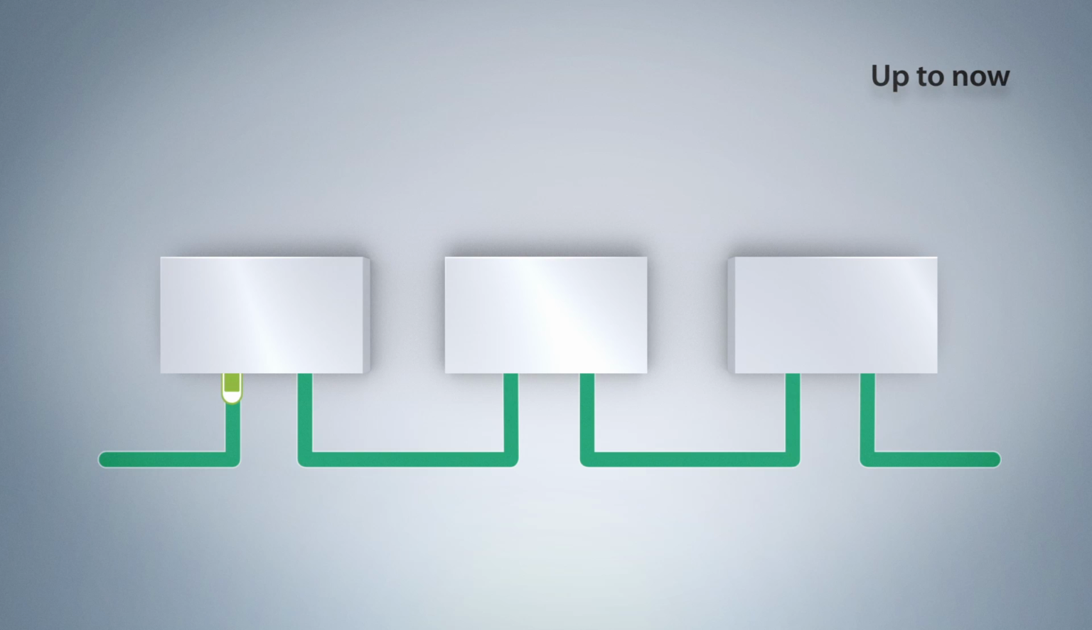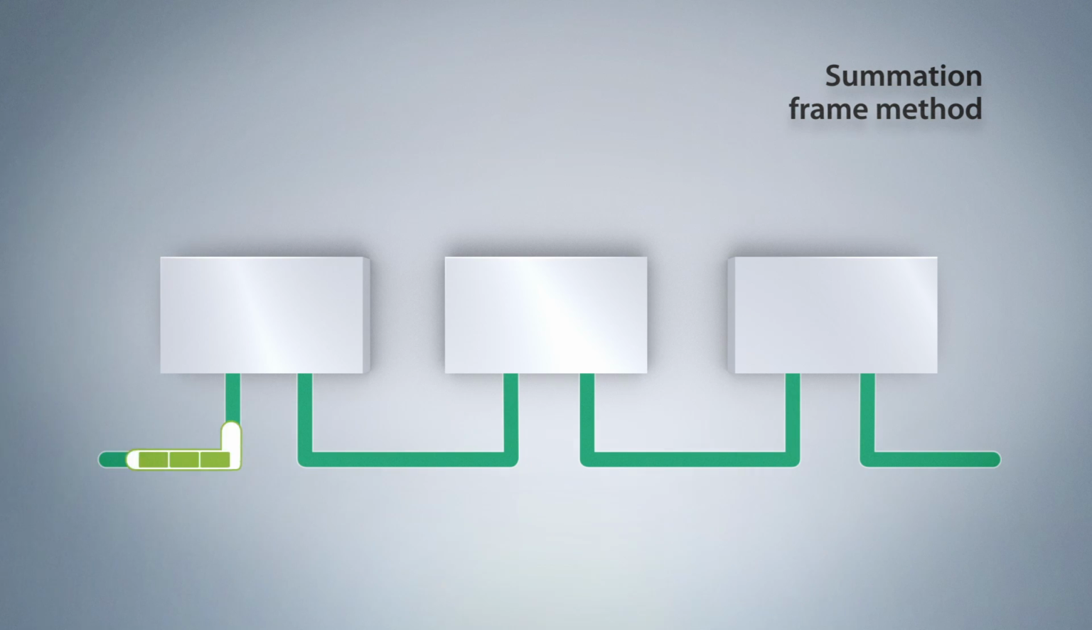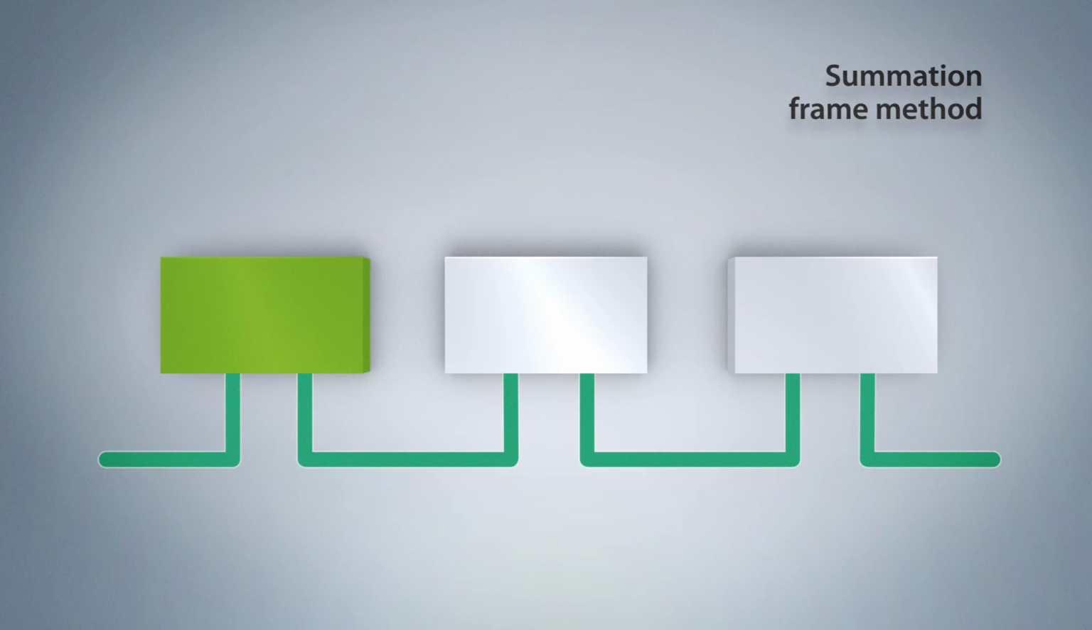Up to now, individual frames were sent to each device. The summation frame method is familiar from the field bus world. In this method, a frame contains data for all nodes within a line. This makes better use of the bandwidth.